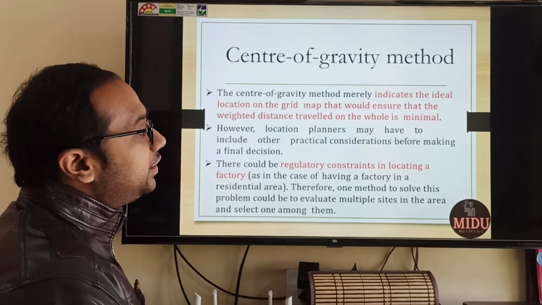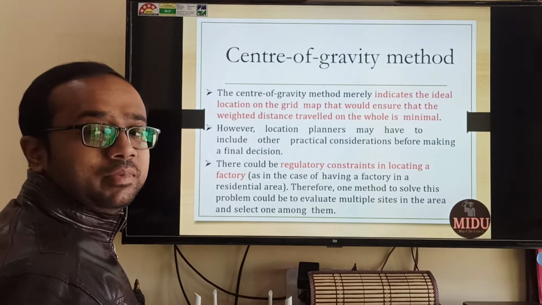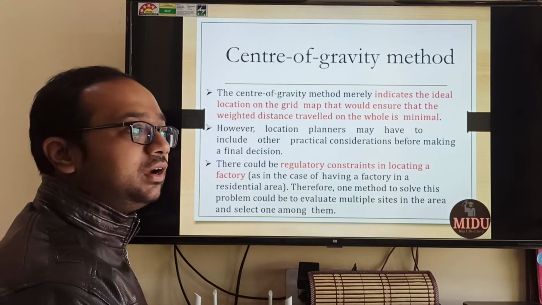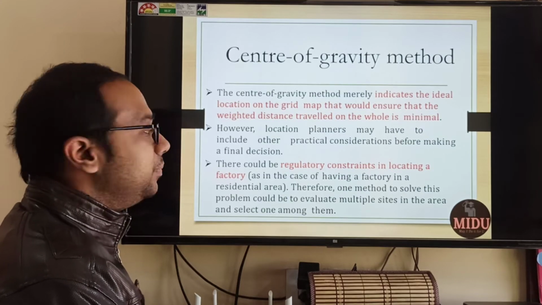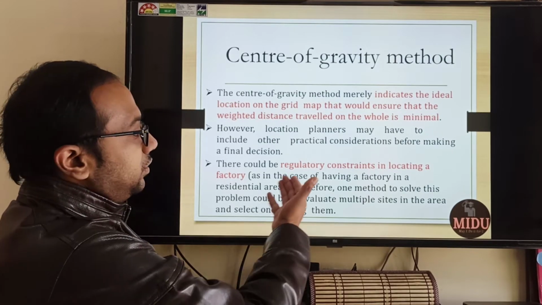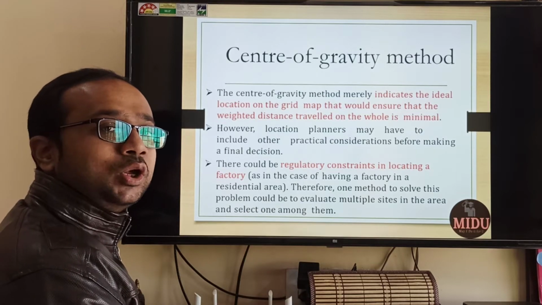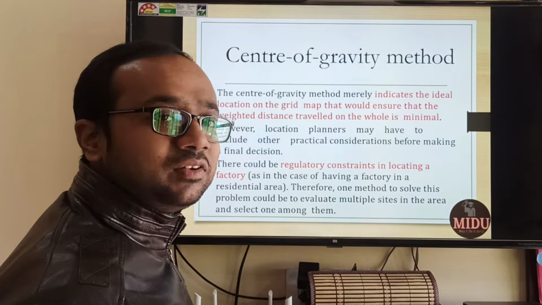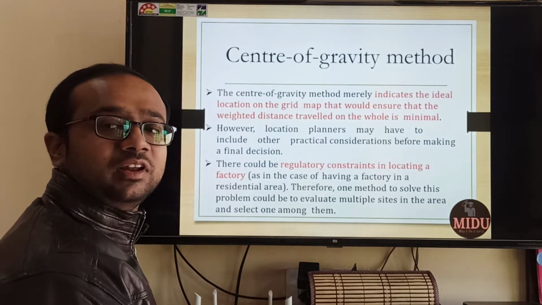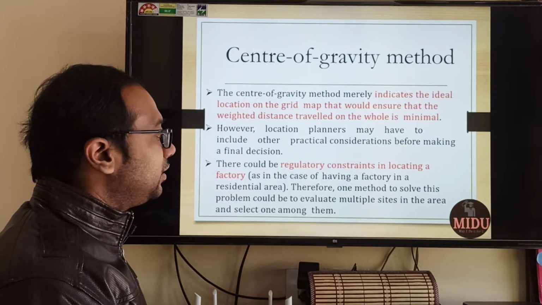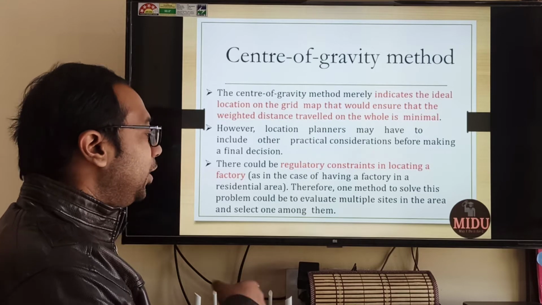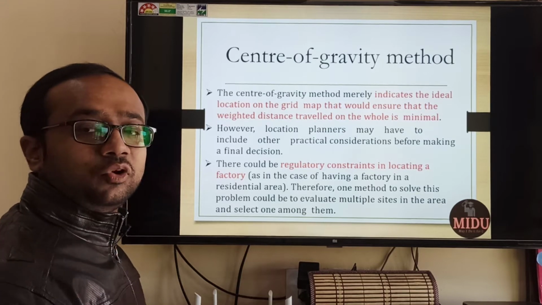There could be regulatory constraints in locating a factory. Sometimes it can happen that there is a regulatory constraint, a law which does not permit it. Sometimes it can happen that your Cartesian system, by this method, gives you a location, but that comes out to be in a residential area. You cannot have your factory in a residential area. So such types of constraints can come. So in this, we have to evaluate multiple sites and select the best one of them.